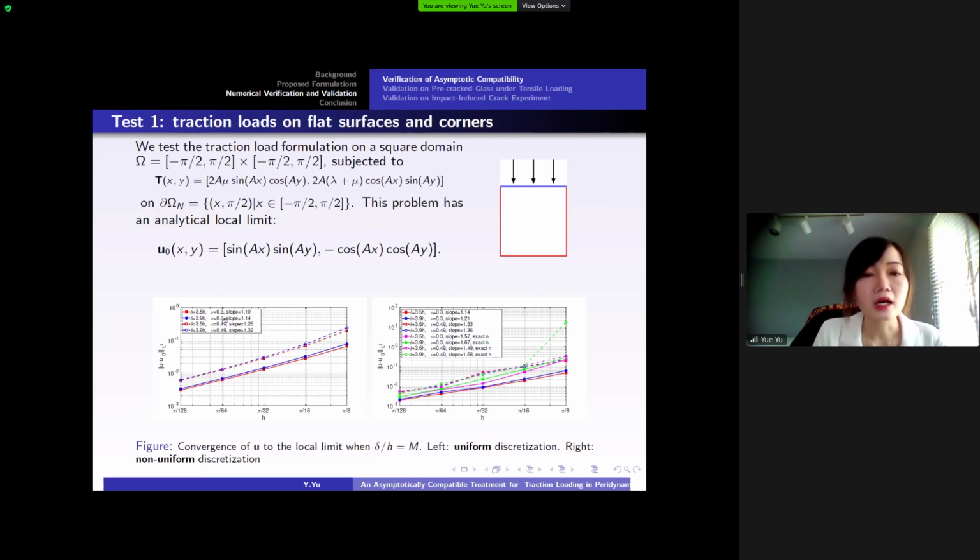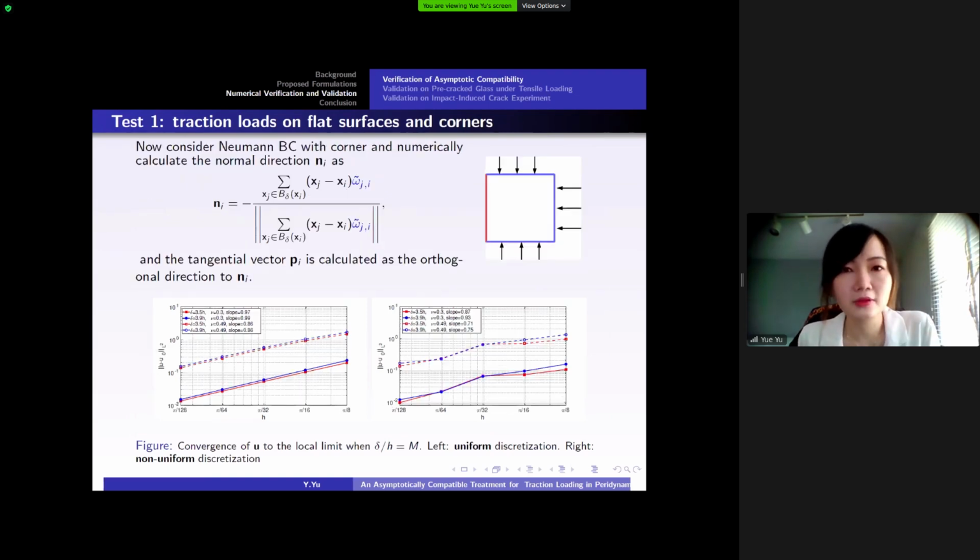Here the perturbation follows a uniform distribution, and we set this perturbation randomly. We can see that for both the uniform discretization and the non-uniform discretization, we achieve first order convergence to the local limit. That's why I say it's still asymptotically compatible with O(delta) convergence, for both the compressible material and the nearly incompressible material.